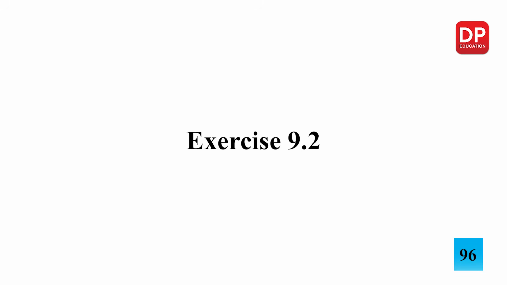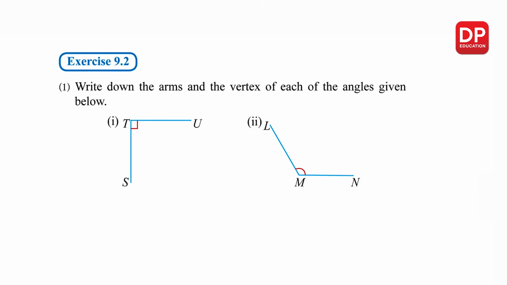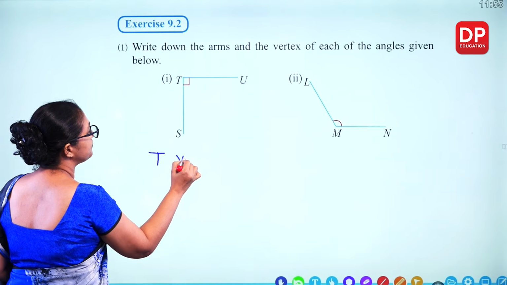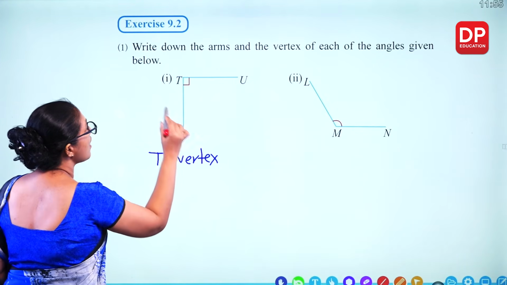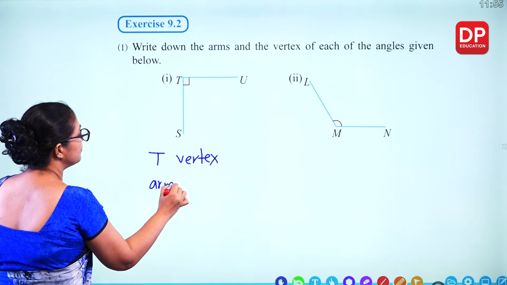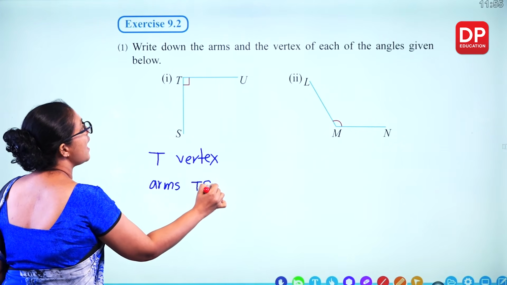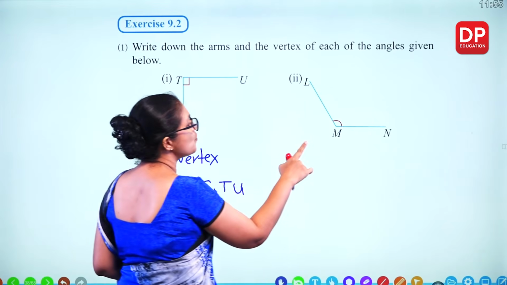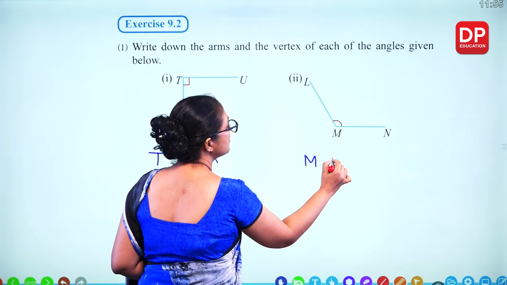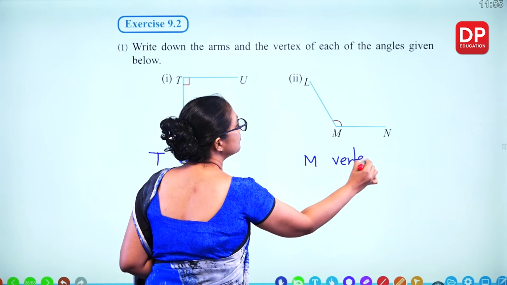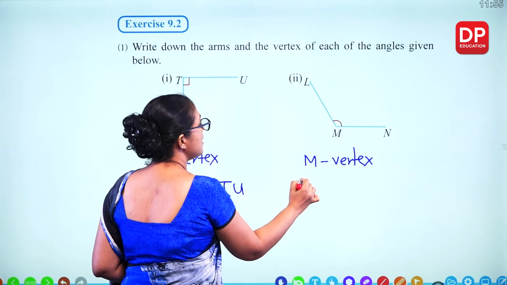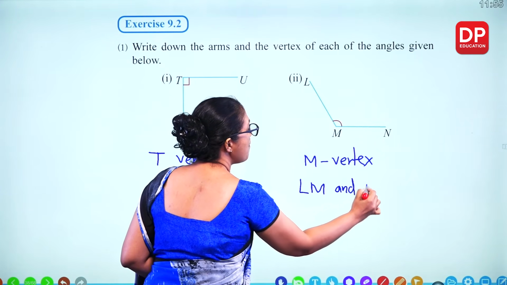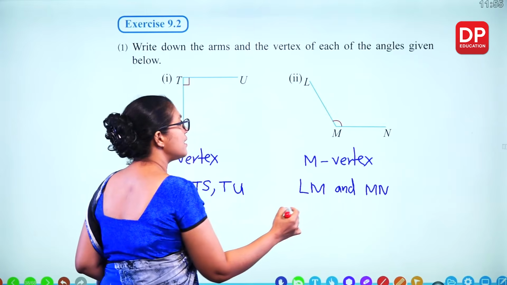Exercise 9.2. Write down the arms and the vertex of each of the angles given below. T is the vertex here. Arms are TS and TU. This one, M is the vertex. What are the arms? LM and MA are the arms.